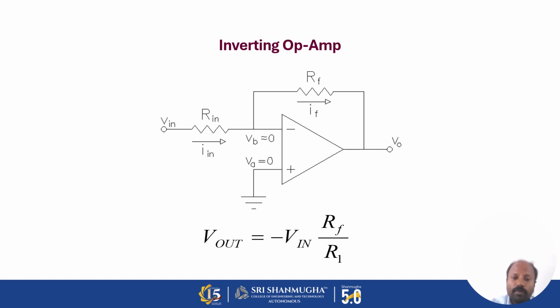First, the inverting amplifier. What is an inverting amplifier? It means when an input is given, the output you get from this circuit will be an inverted value of the given input. That is, the output will have a 180-degree phase shift with the input. So the output voltage will be Vin into minus Rf by R1. That is the output voltage we get from an inverting operational amplifier.